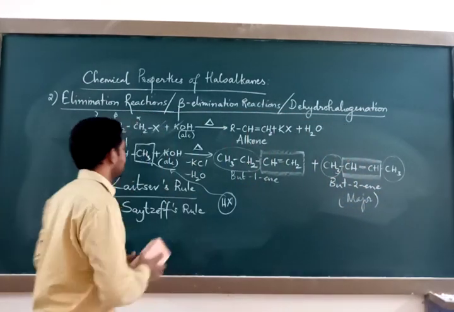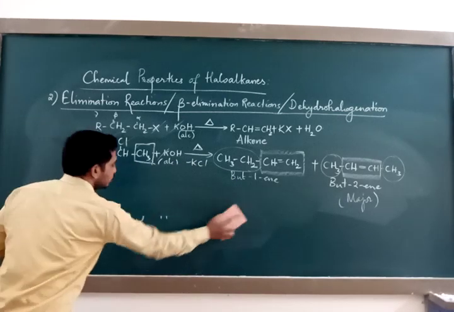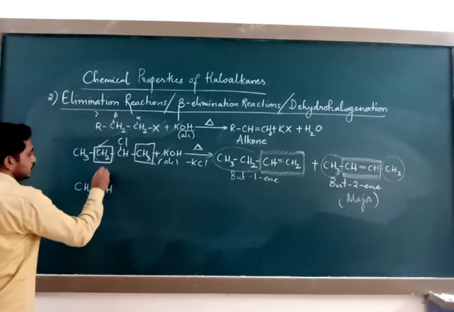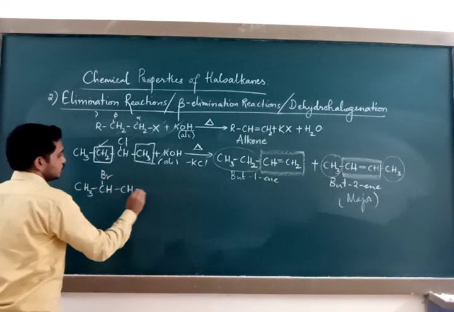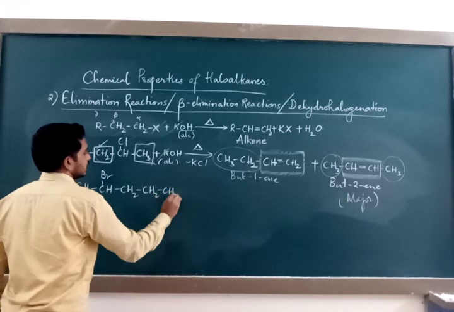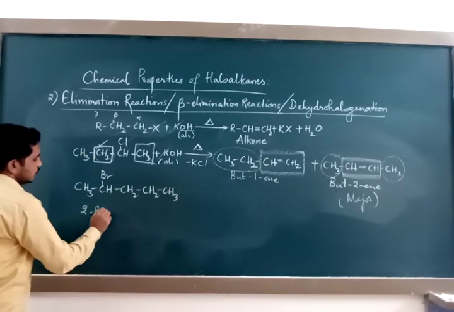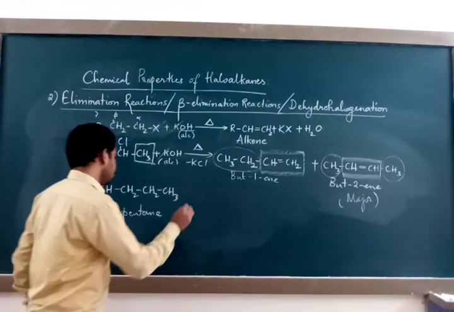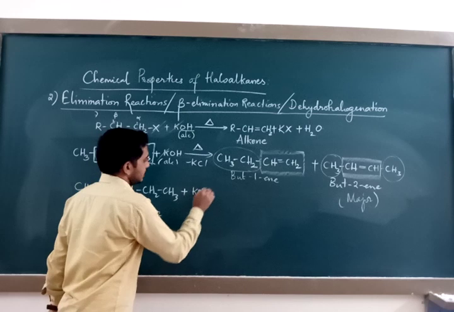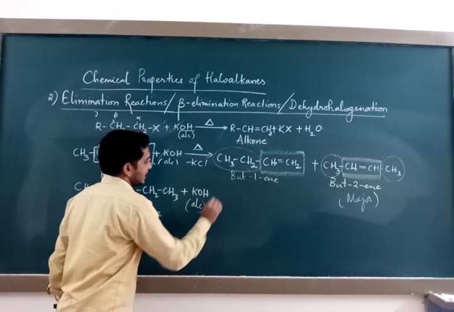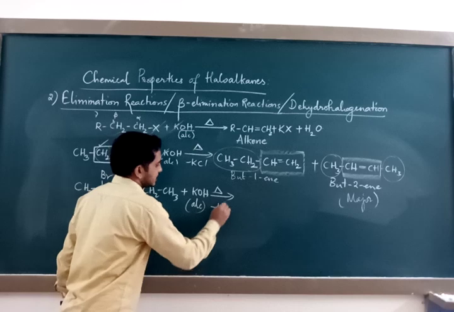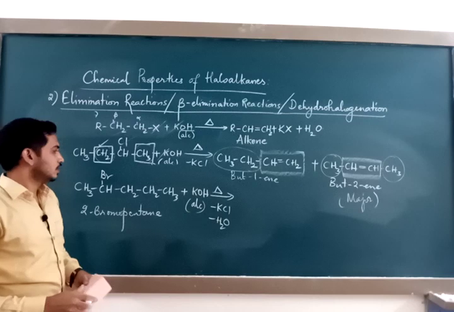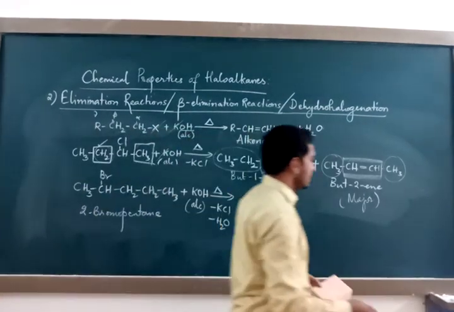Let us see one final example to understand if you are able to do this or not. Take CH3, CHBr, CH2, CH2, CH3. This is 2-bromopentane. If 2-bromopentane is heated with KOH, how should it be? It should be alcoholic. Minus KCl minus H2O. I will not write the byproducts again on the product side. So you have 2 possible ways of writing the products.